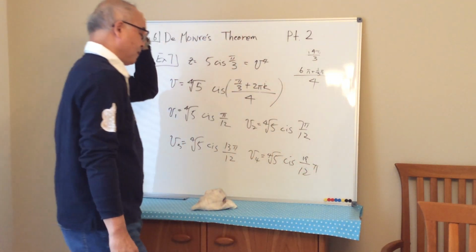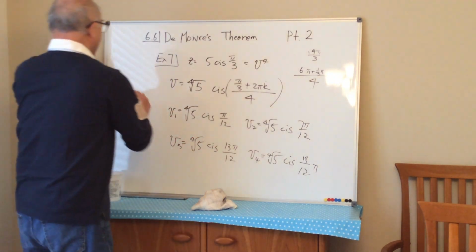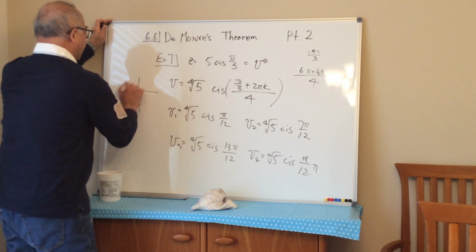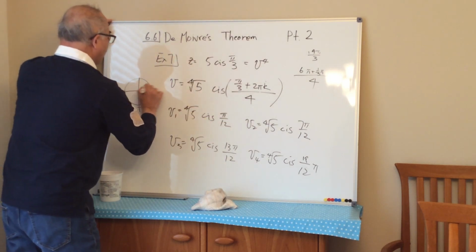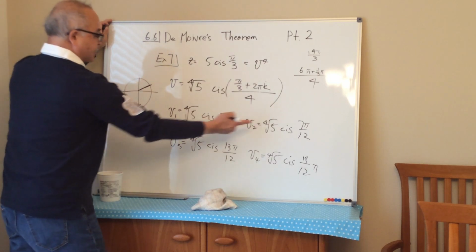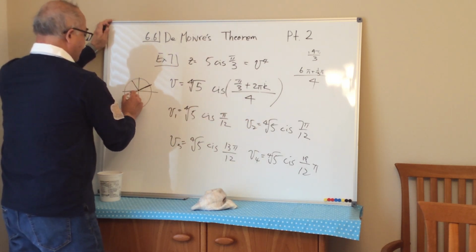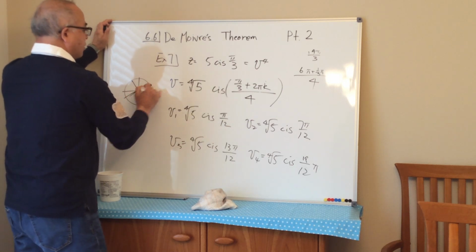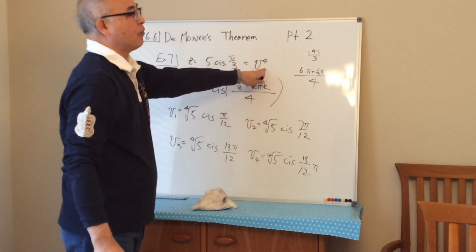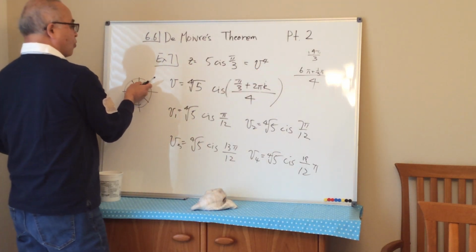If you actually plot this on the unit circle, you'll find that the first root is this one, pi over 12, and the second one is right here. The third is over here, and the fourth is over here. In other words, I start here, and because I'm doing the fourth root, I go exactly 1/4 of the angle.